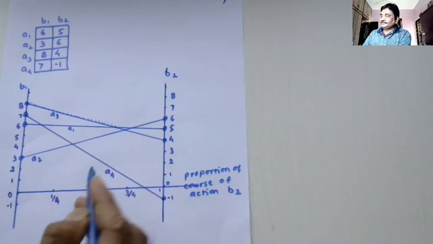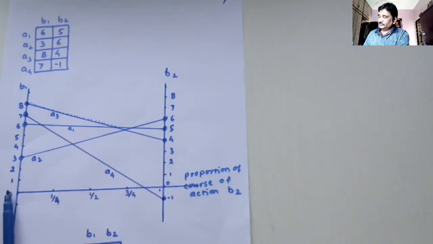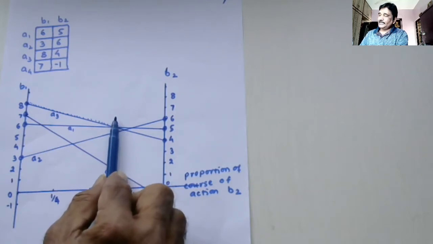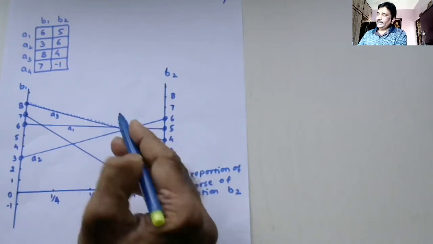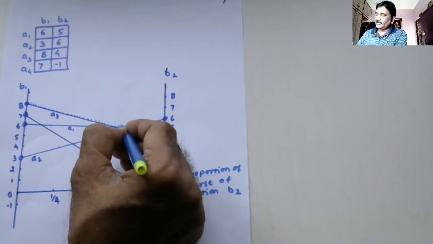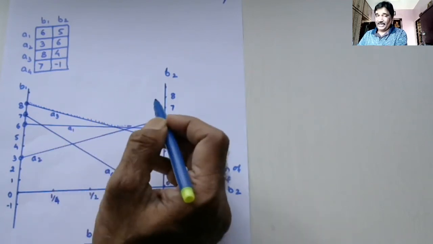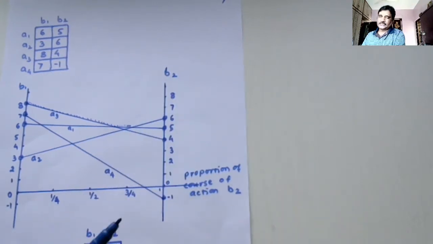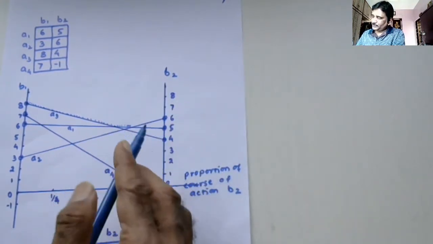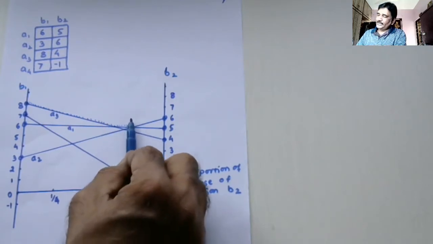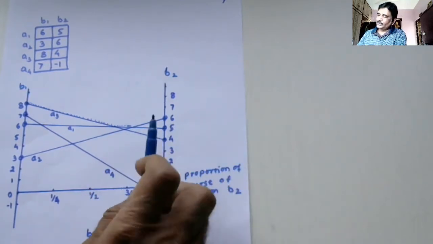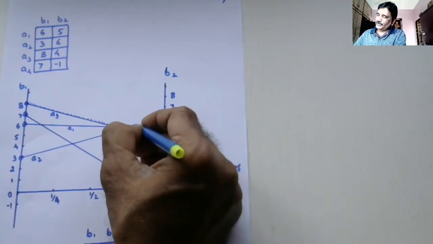Till this point, as the proportion of course of action B2 goes on increasing, player A will continue to play A3. But after this point, player A will switch to play A1, because in playing that, the gain to player A will be maximum within that proportion of course of action B2. And after this point, if the proportion of course of action B2 increases, player A will continue to play A2.